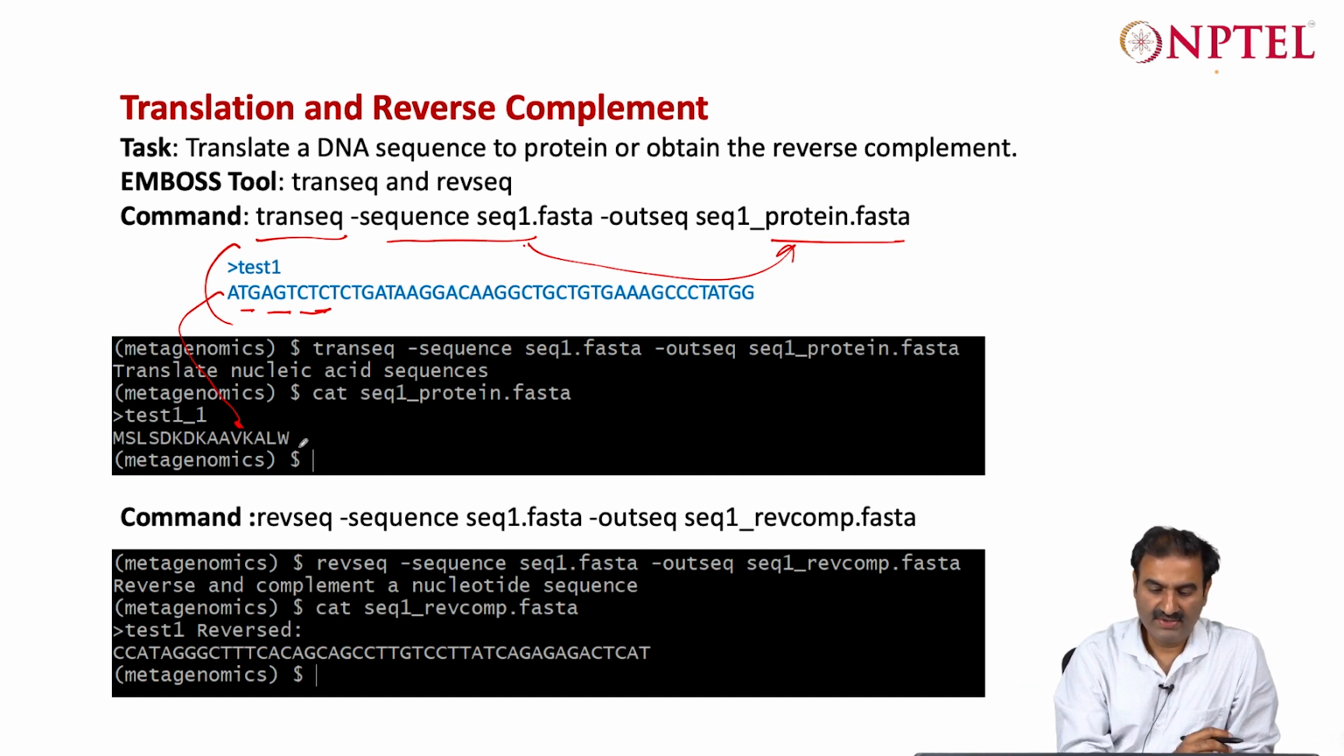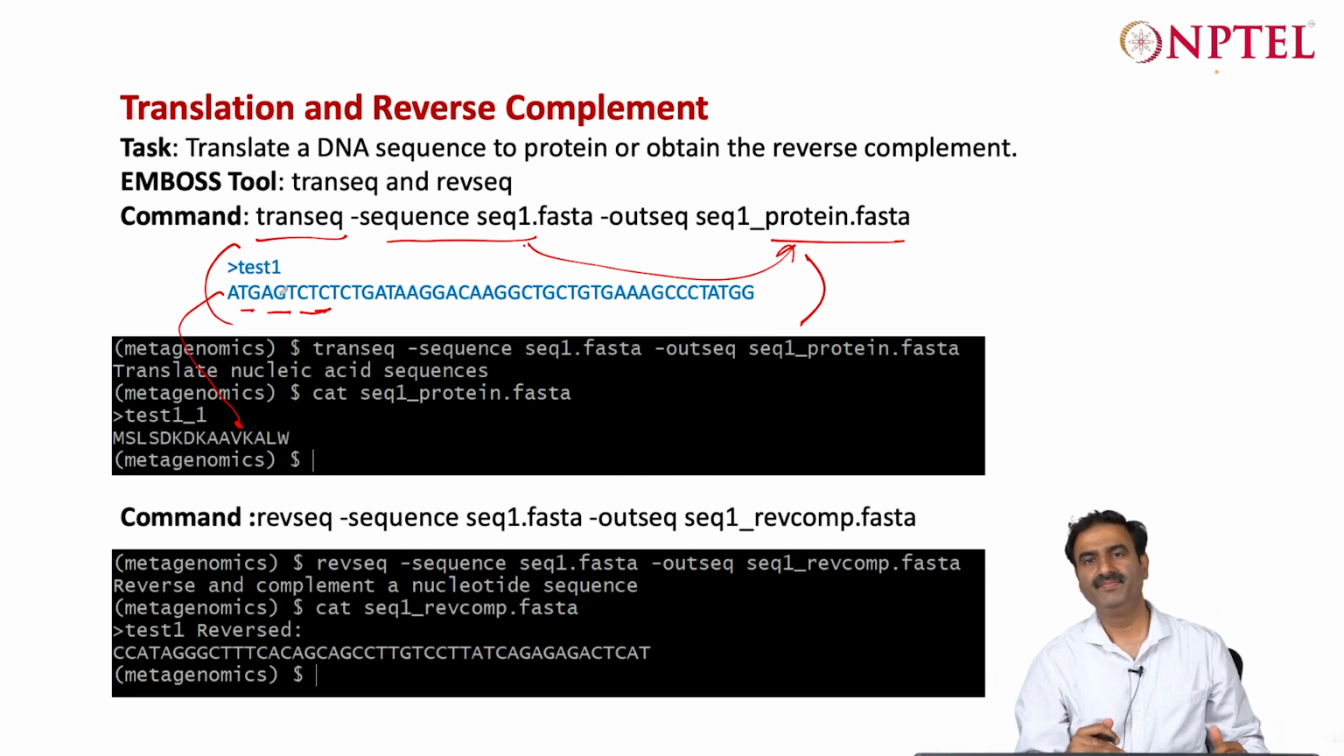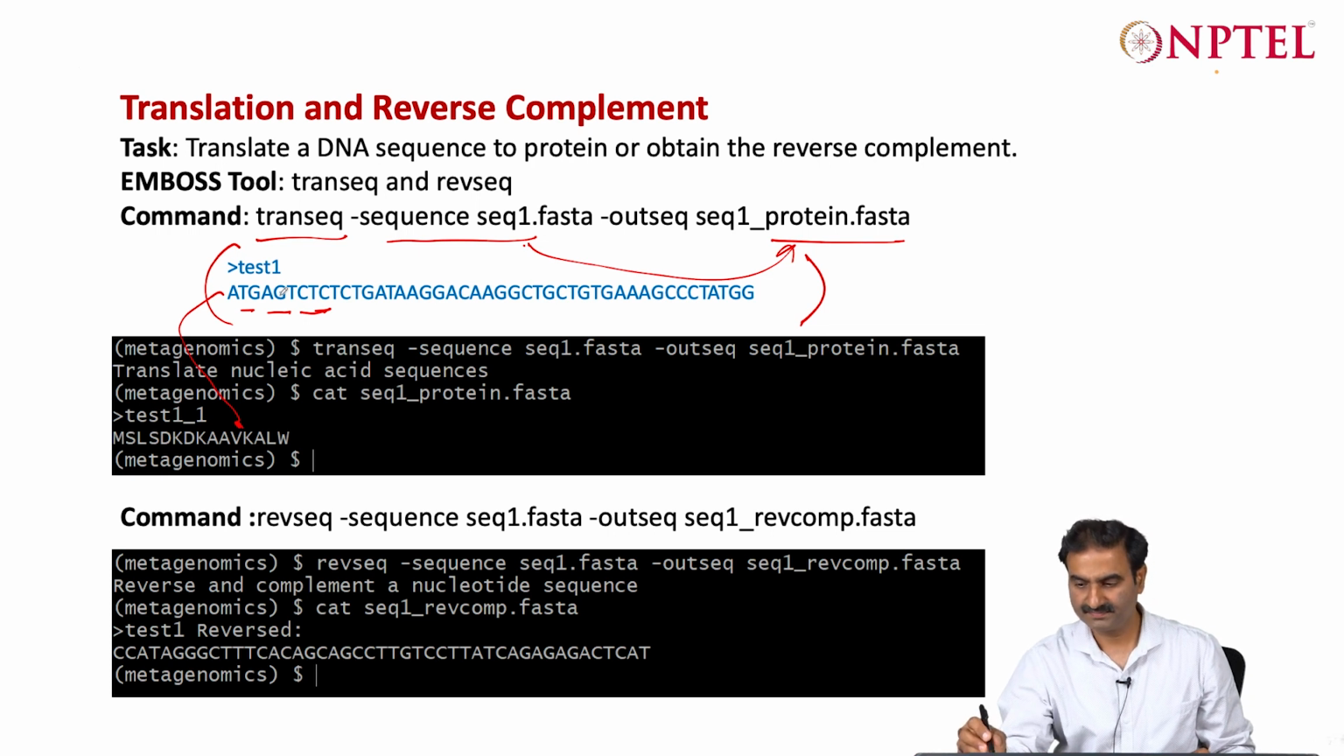Now similarly, this was my sequence test 1, and I can do the reverse complement of this just to know what is present on the other strand. Basically this is the forward strand, 5 prime to 3 prime, and 3 prime to 5 prime is the reverse strand.